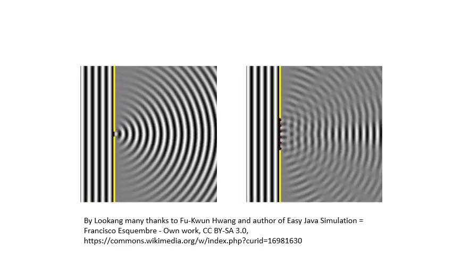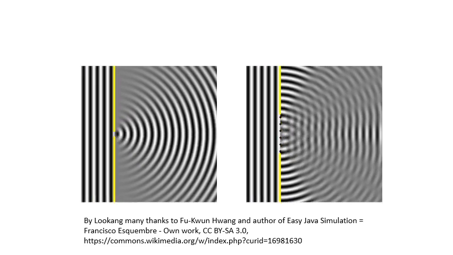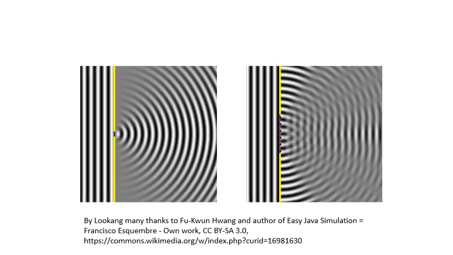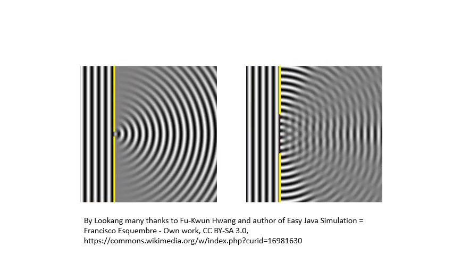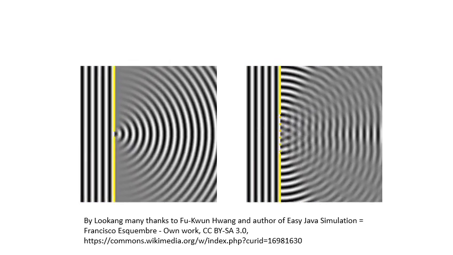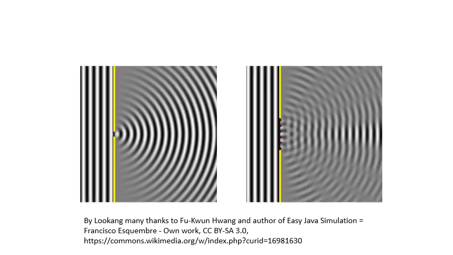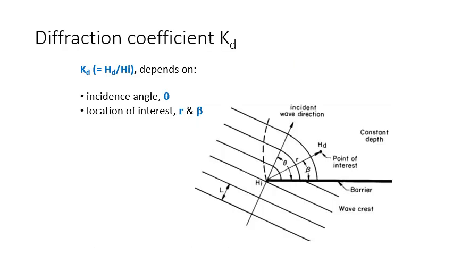But when it is diffracted through more than one gap, then each of the gaps produces its own diffraction pattern, and eventually all the diffracted waves on the lee side will superimpose with one another and produce a much more complicated wave pattern. With this, we want to introduce the diffraction coefficient, KD.